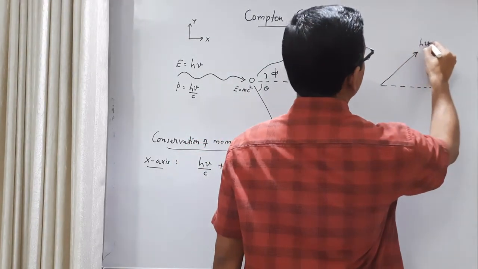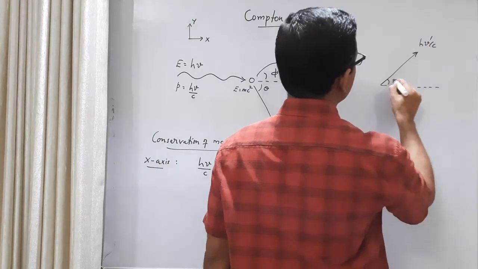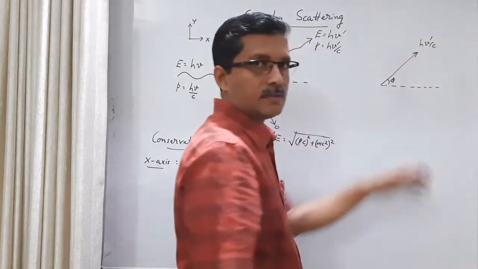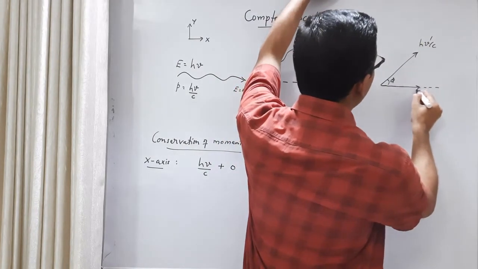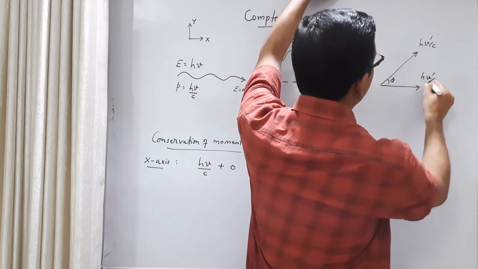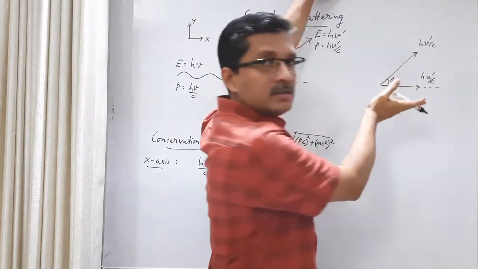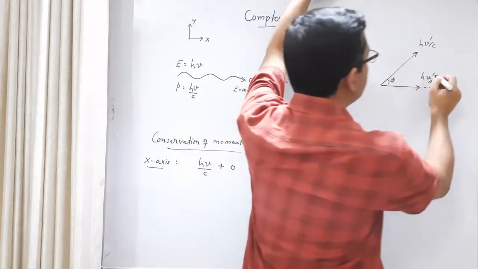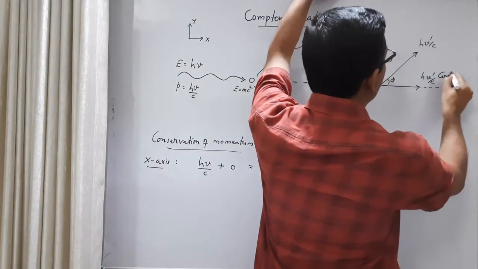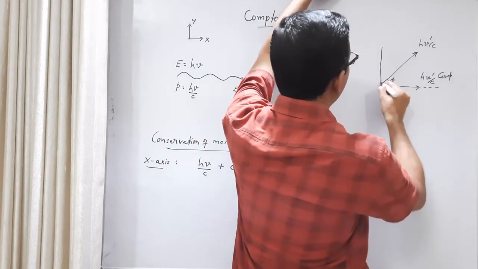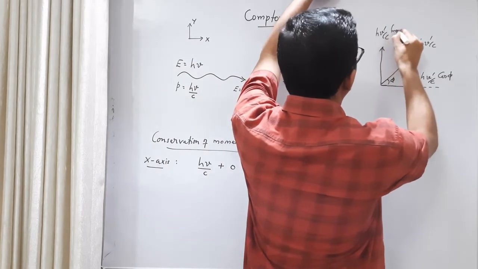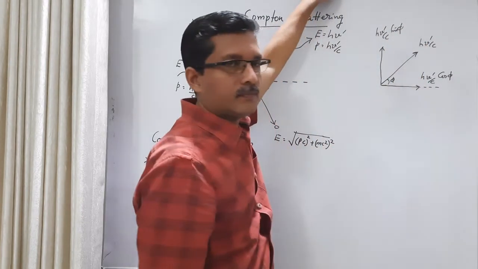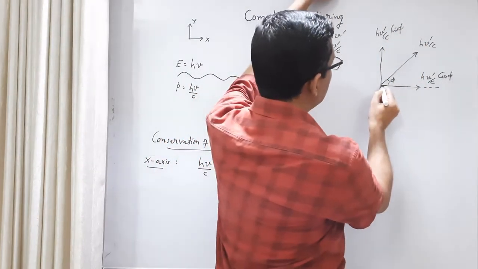Its momentum is h nu prime by c, and this angle is phi. So, we have to resolve this momentum along x axis and y axis. Its x component is h nu prime by c cos phi, the component along the angle phi, and the y component, the vertical component, will be h nu prime by c sin phi, right? And what about the electron?